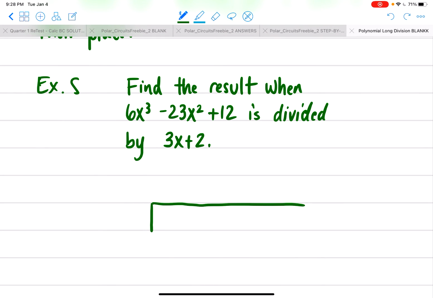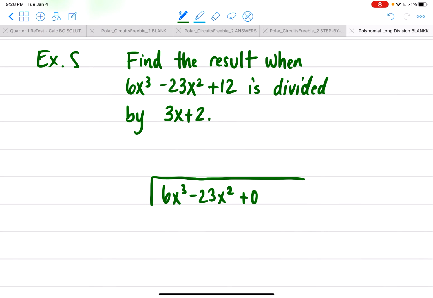Well, let's do this. So find the result when 6x cubed minus 23x squared plus 12 is divided by 3x plus 2. See how there's no x in here? So we have 6x cubed. We have 23x squared, but there's no x in here. So we need to actually put 0x. You'll see why here in a minute. It's very similar to the last problem. Okay, our divisor is 3x plus 2.